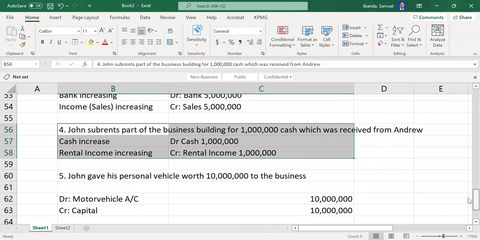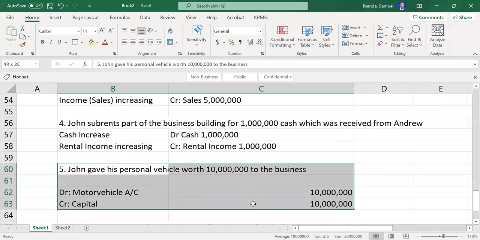Now, I want you to look very clearly at the next transaction, where we are saying that John gave his personal vehicle worth 10 million to the business. One of the things you'll understand is that we have what we call the business entity concept in financial accounting, which says that the business and the owners are totally two different entities. So your affairs as an individual are different from the affairs of the business. What that means is that whenever you bring your car to the business, you're basically moving rights from yourself to the business. So the business now owns the vehicle. Of course, this is different if you're renting your car to the business. But this transaction is telling us you gave in your vehicle worth 10 million. So we valued our vehicle at 10 million, and we say that in this case, we debit motor vehicle and we credit our capital.